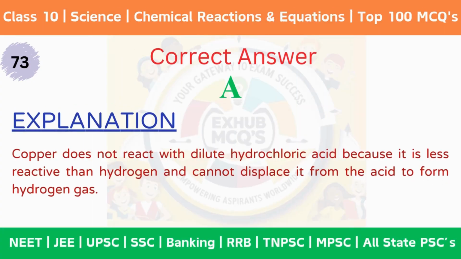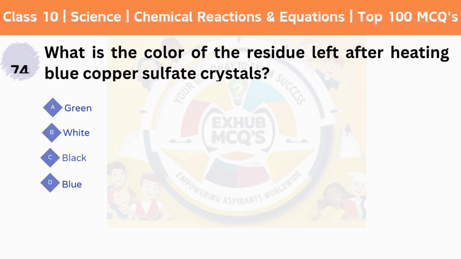The correct answer is option A, it is less reactive than hydrogen. Explanation: copper does not react with dilute hydrochloric acid because it is less reactive than hydrogen and cannot displace hydrogen from the acid.